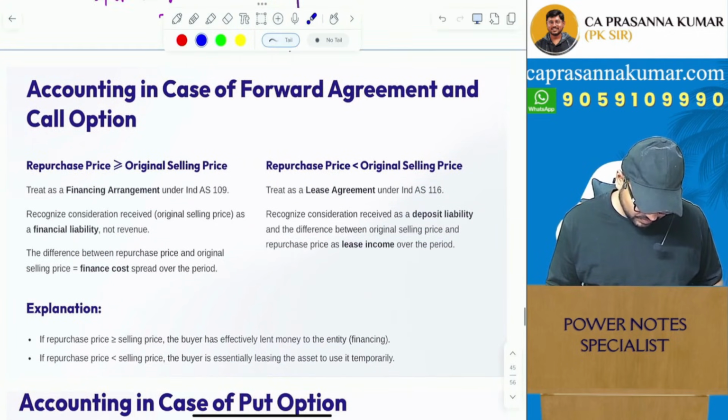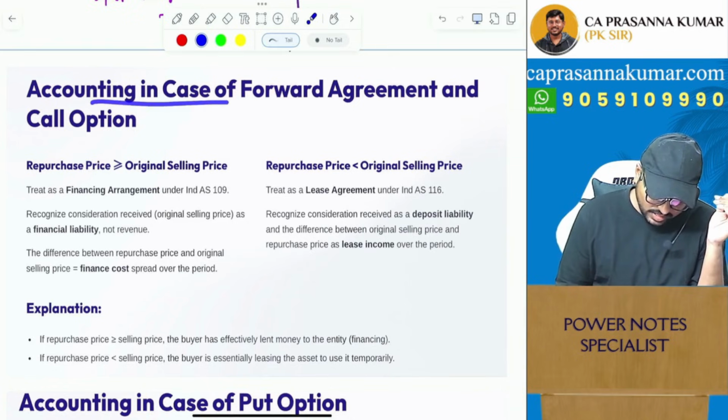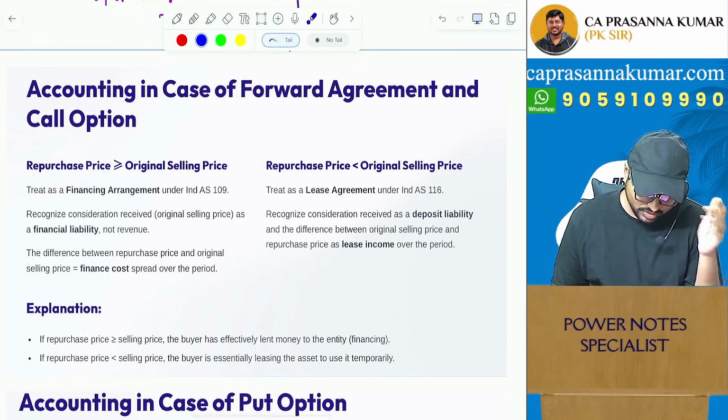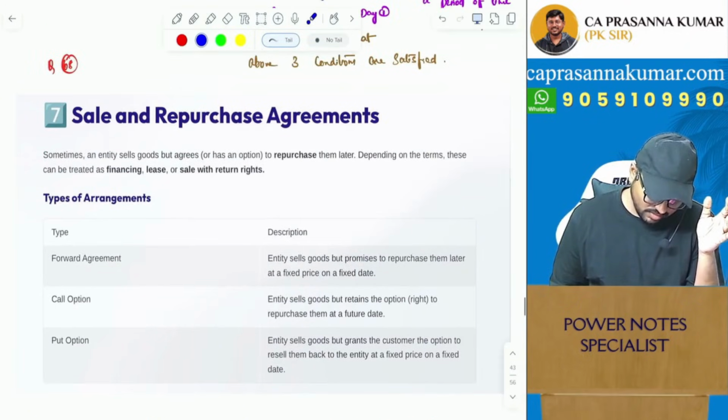See. Accounting in case of forward agreement and call option. Sir, what is this forward agreement? What is this call option? Okay. To understand that, come back here.